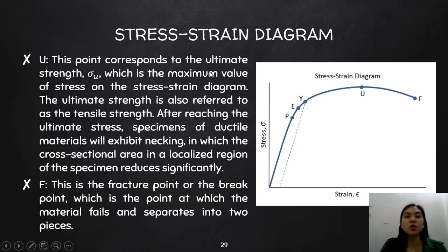Now, when we say ultimate strength, that is the maximum value of stress that the material can handle. So, the ultimate strength is also referred to as your tensile strength. So, it says here, after reaching the ultimate stress, specimens of ductile materials will exhibit necking, in which the cross-sectional area in a localized region of the specimen reduces significantly.